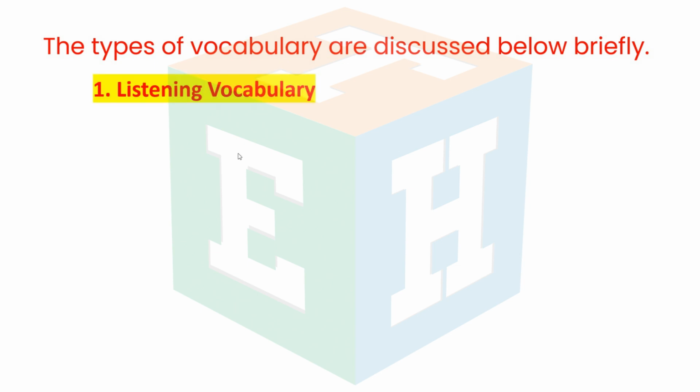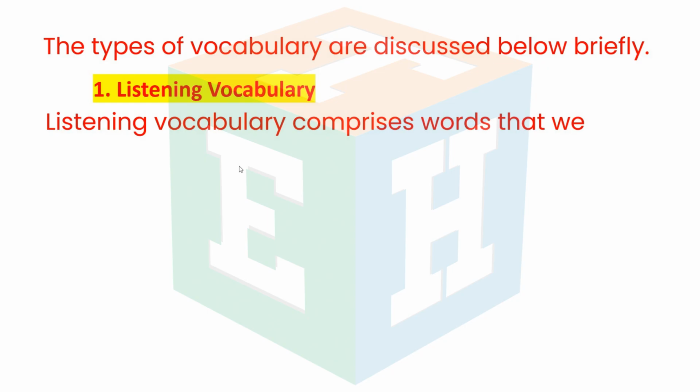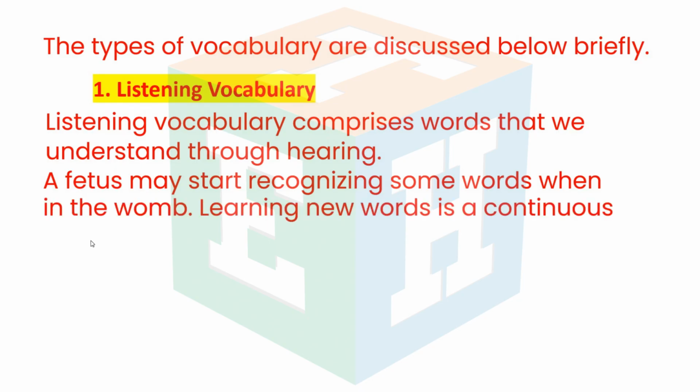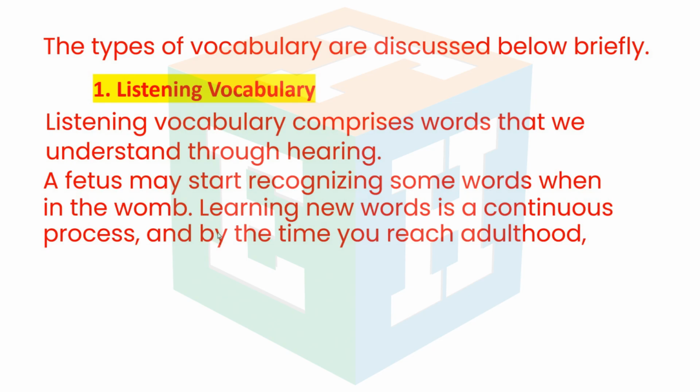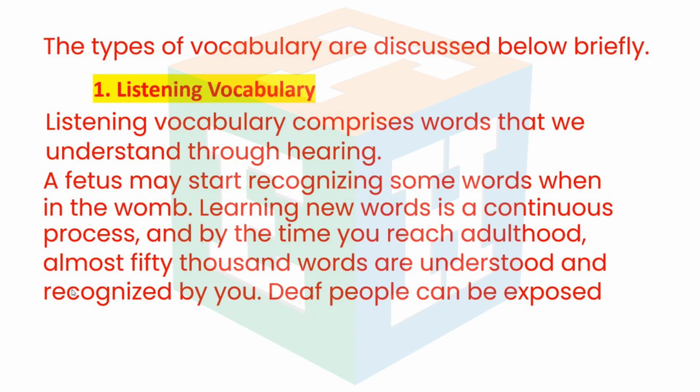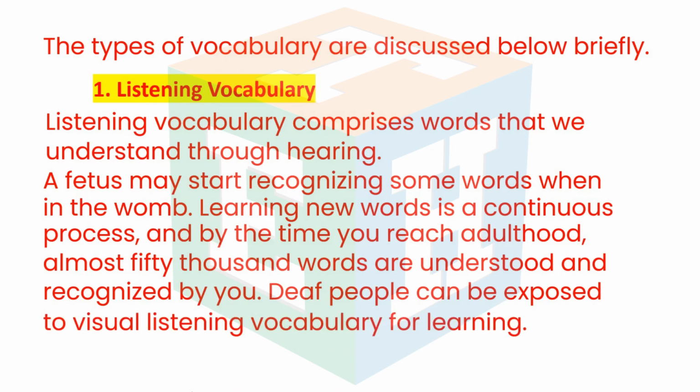1. Listening vocabulary. Listening vocabulary comprises words that we understand through hearing. A fetus may start recognizing some words when in the womb. Learning new words is a continuous process, and by the time you reach adulthood, almost 50,000 words are understood and recognized by you. Deaf people can be exposed to visual listening vocabulary for learning.